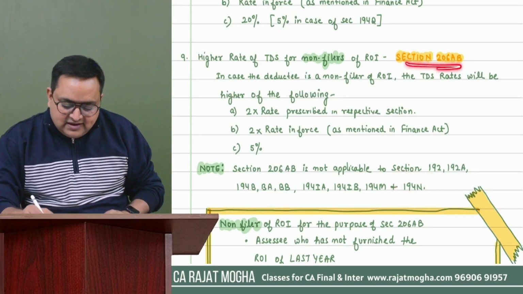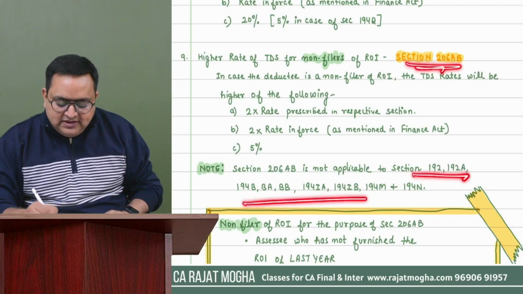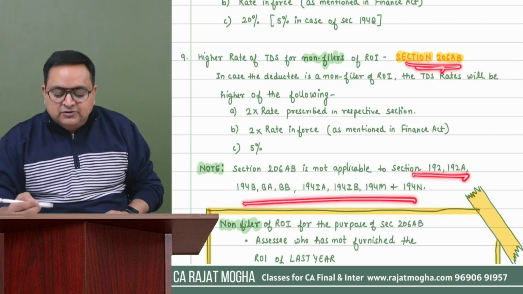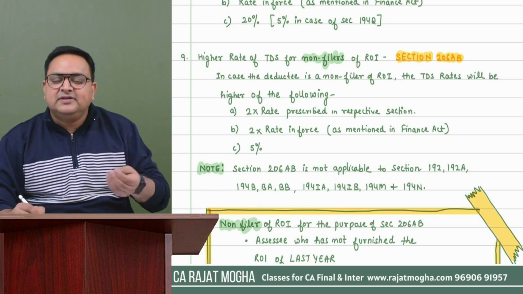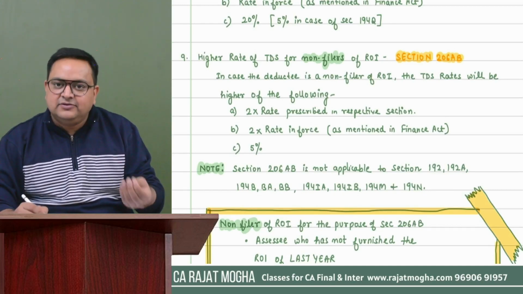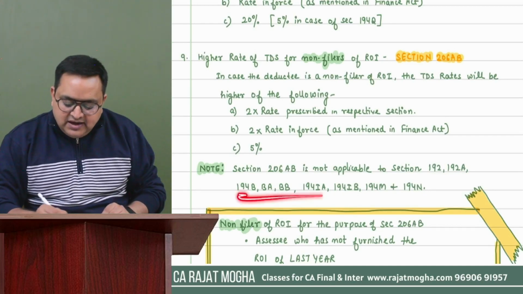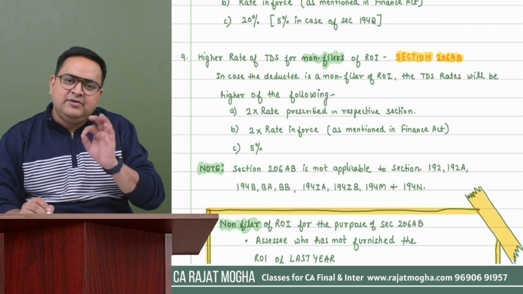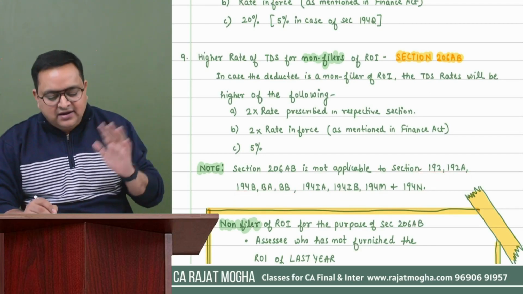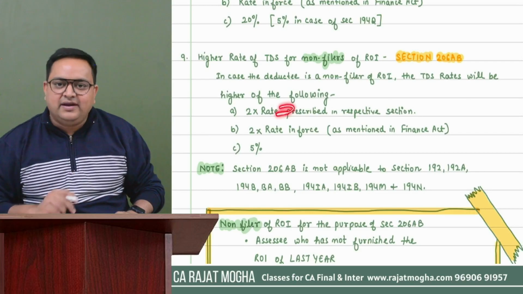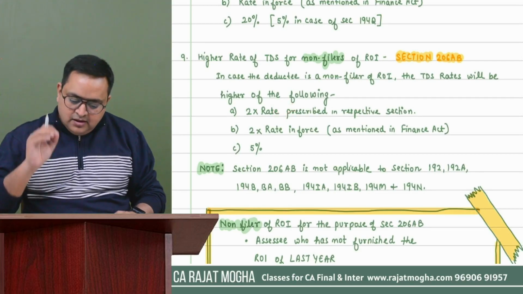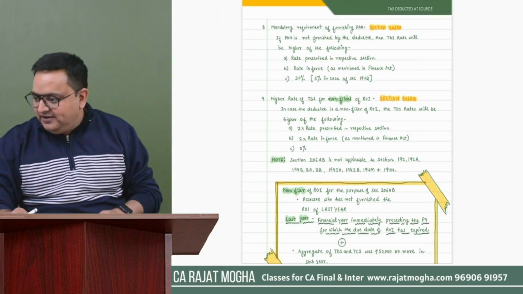So this section will not be applicable to these particular provisions. It means that even if the person is a non-filer, and if we are deducting TDS under any of these sections, then we will deduct only at that respective rate. We will not deduct at twice the rates, right? So this was your TDS finally.